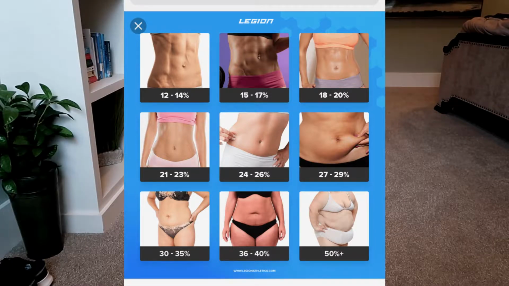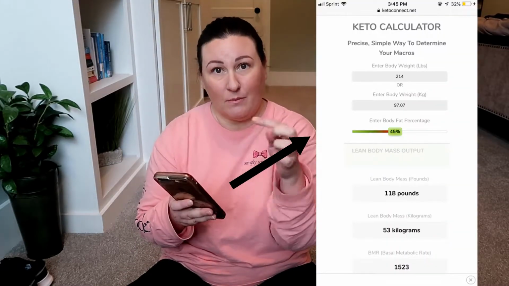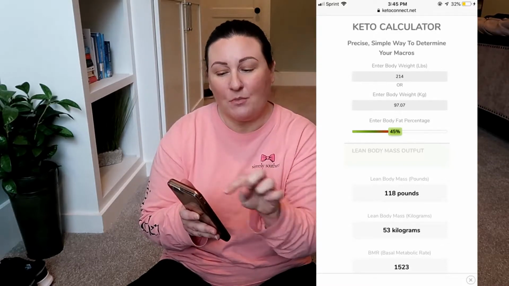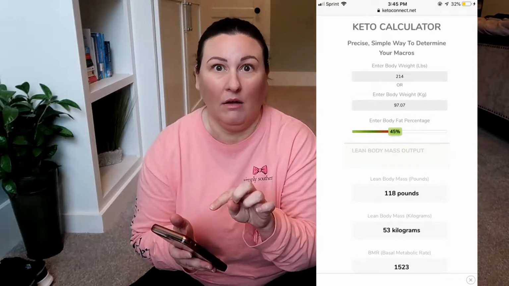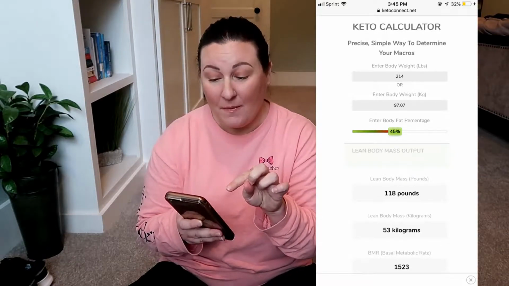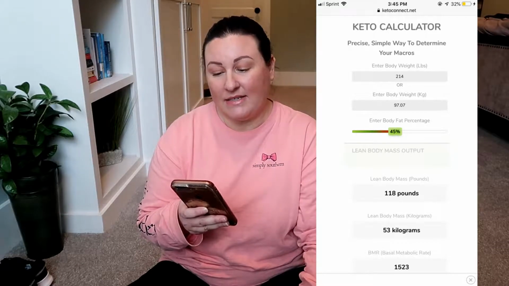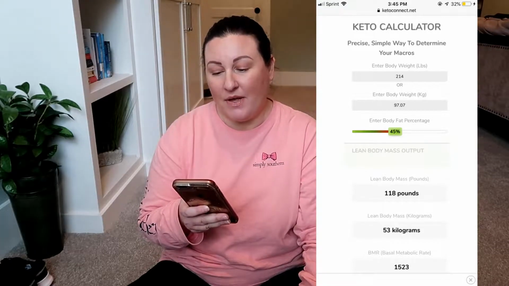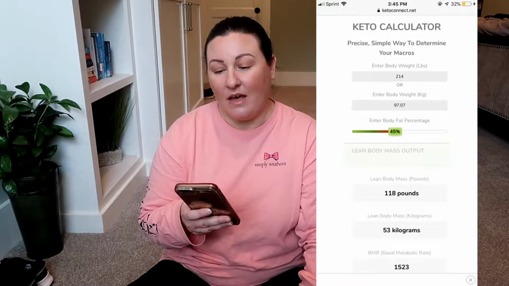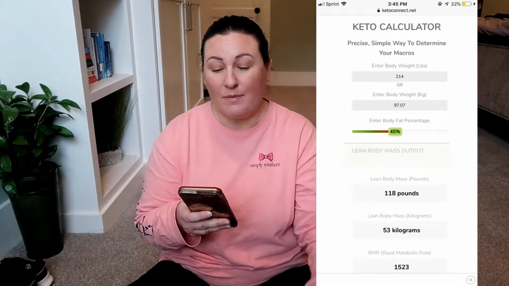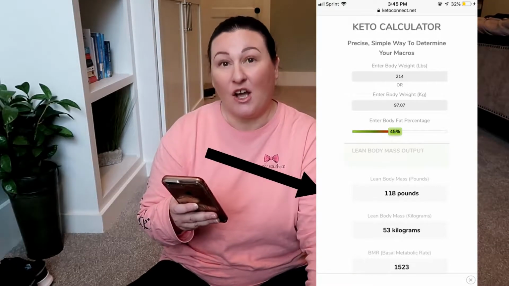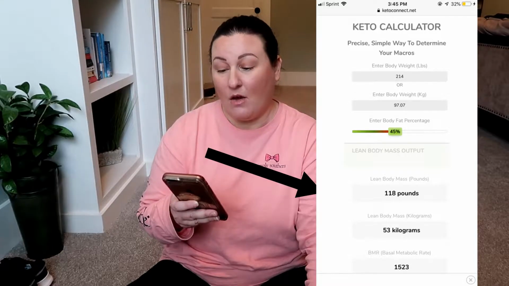So just look at that. I'm putting mine at 45%. So I put that in. There's a little slide here, and you put it to what body fat percentage you are. Then we're going to go down, and it's going to say lean body mass output. Because of what I'd already entered above, it puts my lean body mass output at 118 pounds or 53 kilograms with a BMR of 1523.